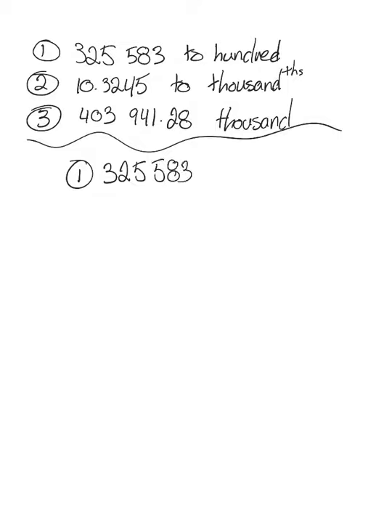Our first thing to do would be to look at what's in the hundreds place. Where is the hundreds place? In this case, there's a 5 in the hundreds place. So we want to round to the closest hundred. So to do that, we look at the number just before it.